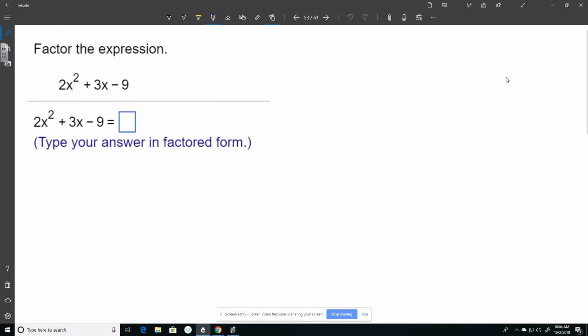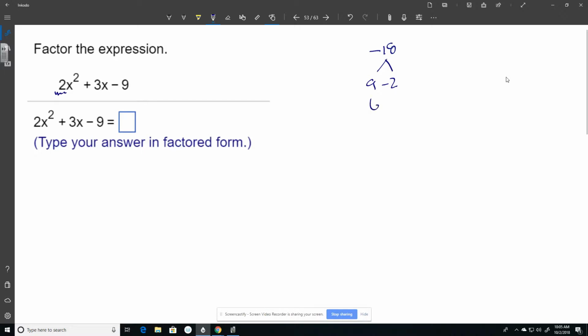Factor the expression. Same thing, except this time, we have a number out in front of the x squared. So I can't just look for factors of -9. I have to look for factors of -18 that add up to a positive 3, which means that I'm going to have a positive and a negative because they multiply to be a negative. So 18 is 9 and 2. If they add up to be a positive, that means the bigger number is my positive. 9 and -2 are 7.